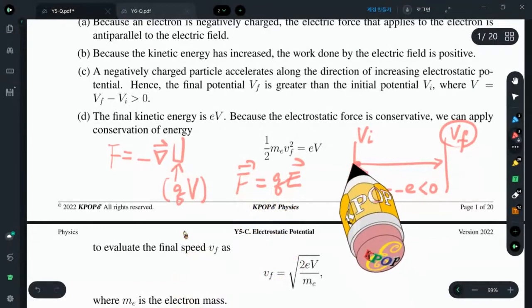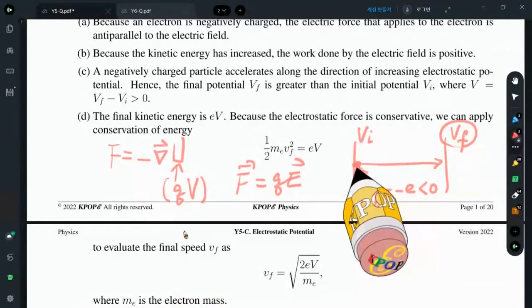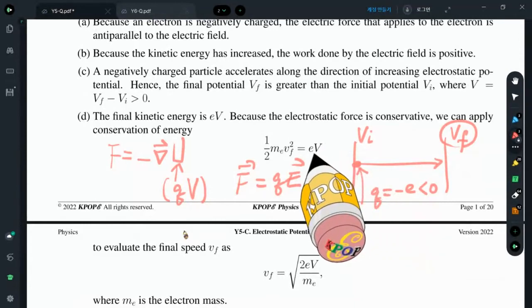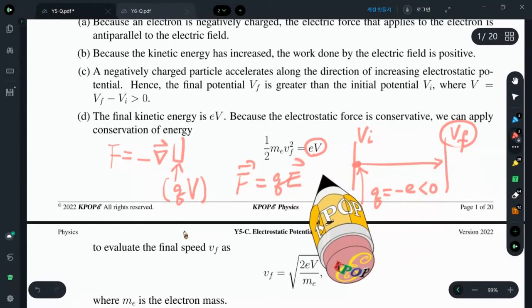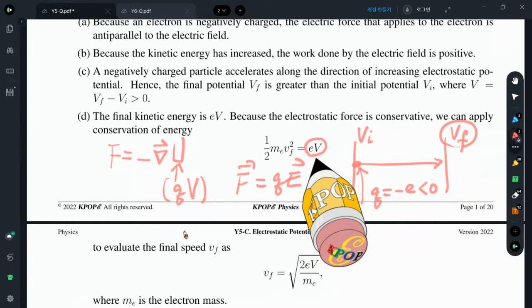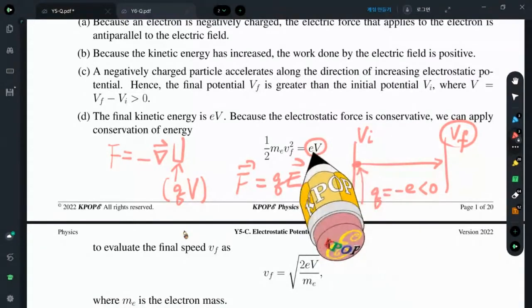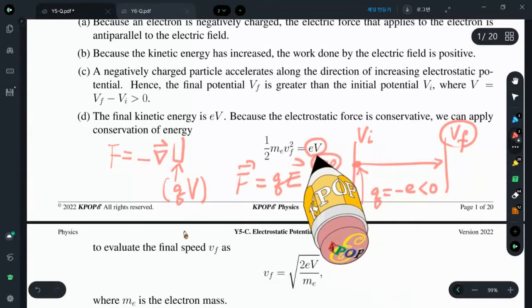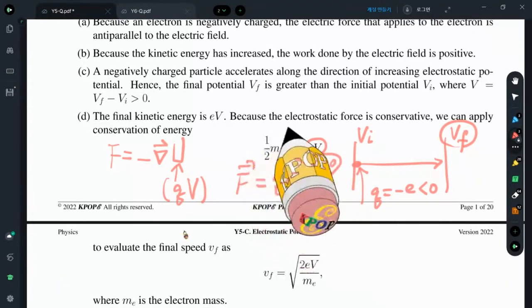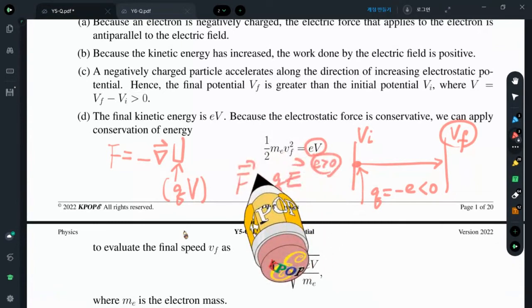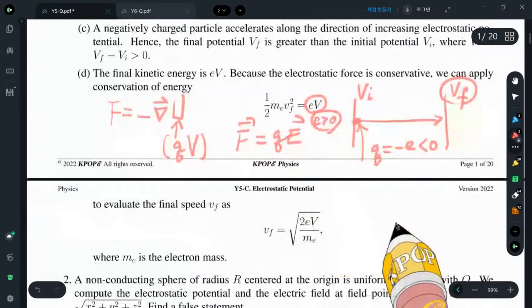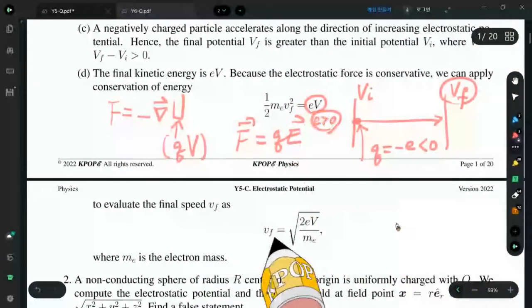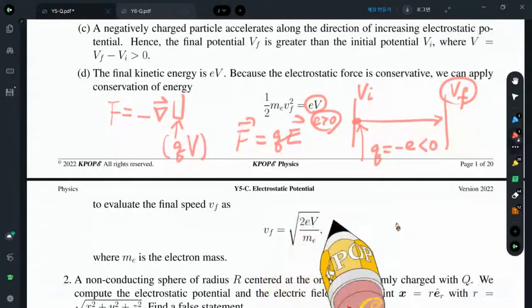from the initial state, that is, vanishing velocity, the amount of energy acquired by the electron is eV. Here, this e is positive, and that amount is identical to the change in the kinetic energy. From this formula, the final speed can be determined in this way.